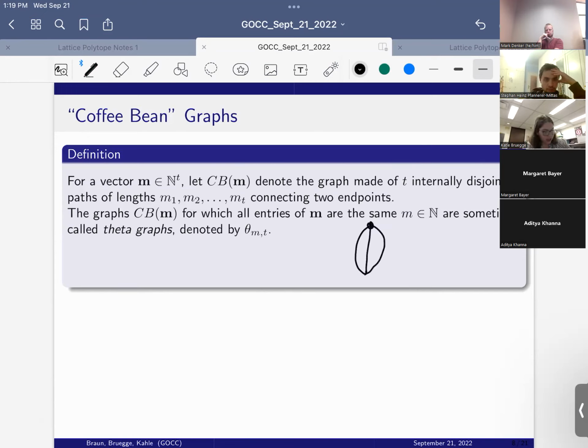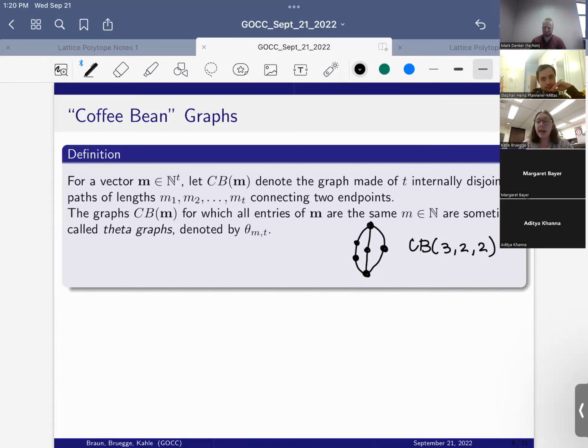To maybe motivate why I would call these coffee beans, I picture them kind of like this. Here are the identified endpoints of our paths. And we've got a path of length 3, a path of length 2, and another path of length 2. This is CB322. And hopefully you can see why my caffeine-fueled grad student brain would want to call these coffee beans.